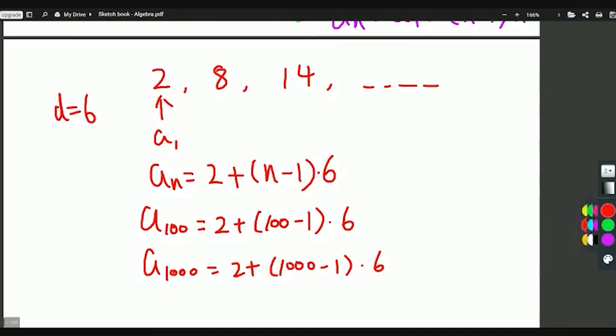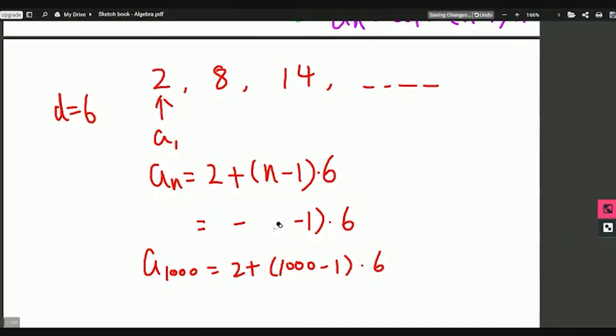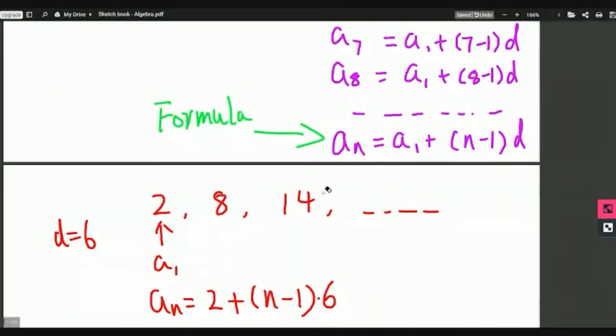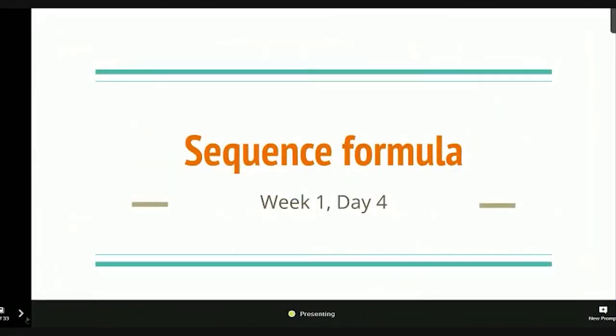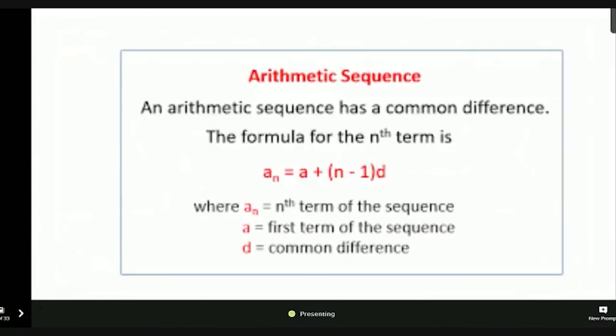So this is actually, again, I don't want you to remember this. I only want you to remember the formula. All right, so we just did one more example. I hope this helped a little bit. So that is the sequence formula, and I put it in the slides, so you can always come back.